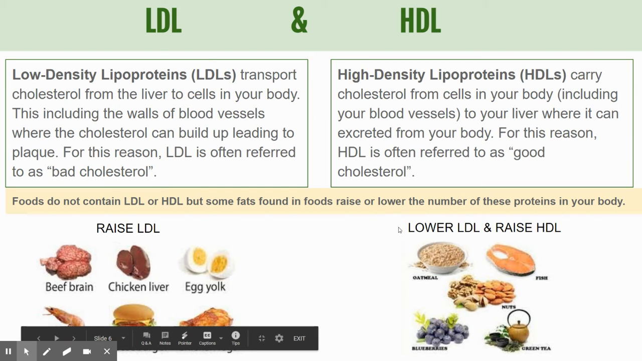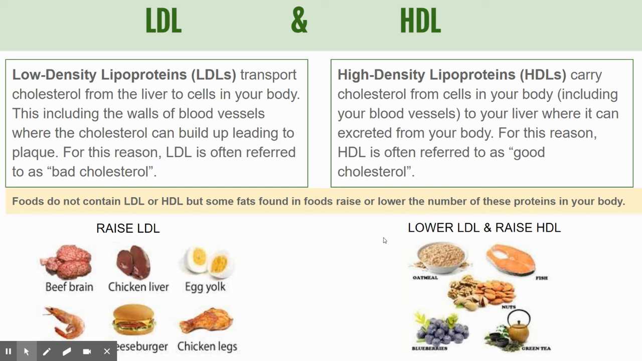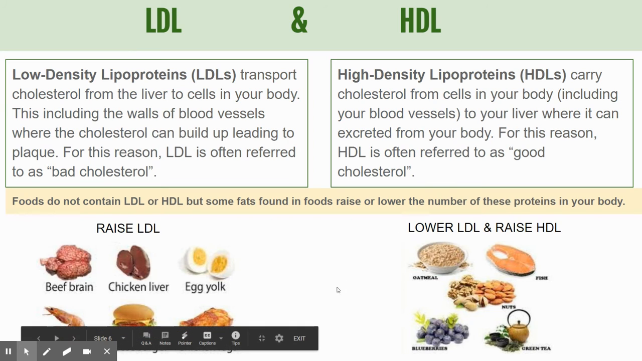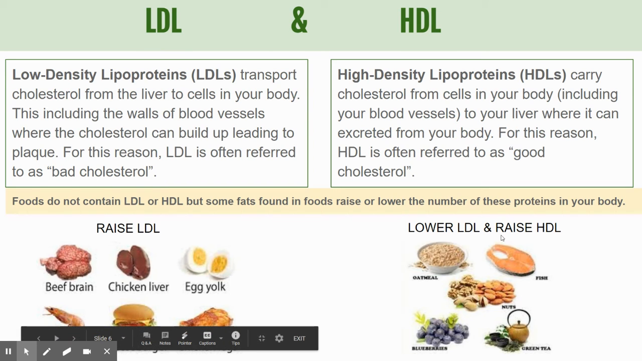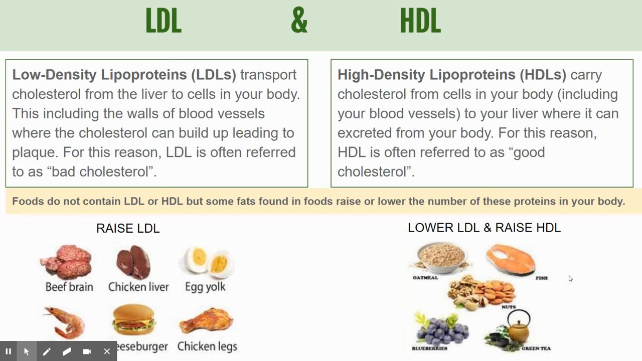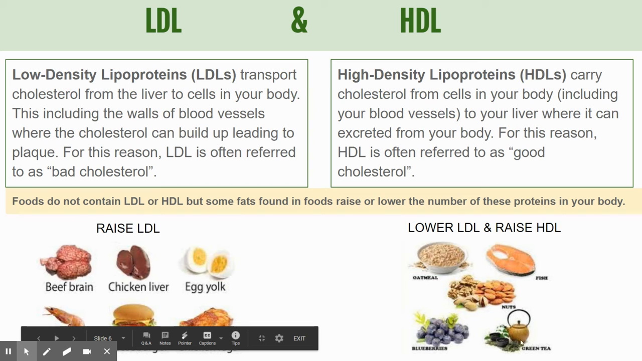If you want to lower your LDL and get more HDL, the good stuff, if you want to get more of the good cholesterol, these are the types of fats you want to eat. So I said animal before, but fish is one of the animal fats that has this good HDL. And then nuts, fruits, grains, that kind of thing.